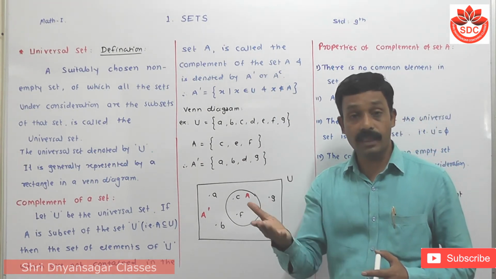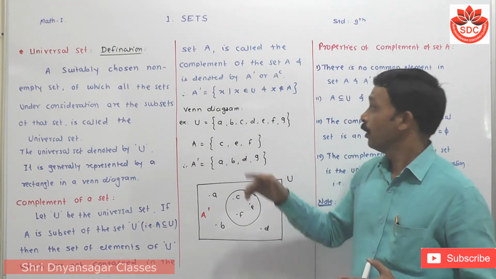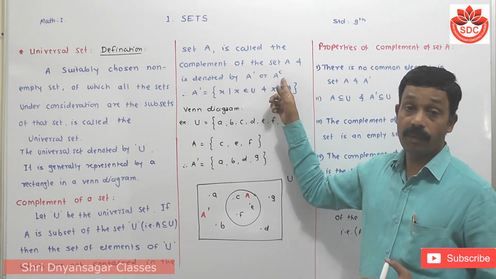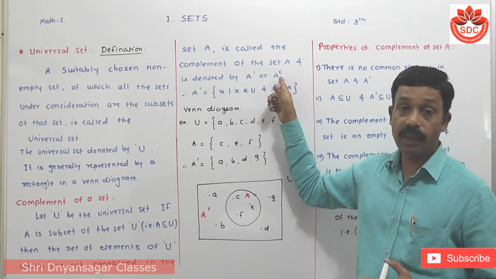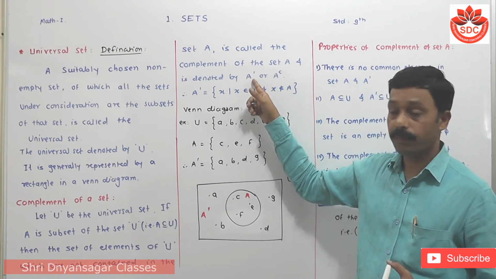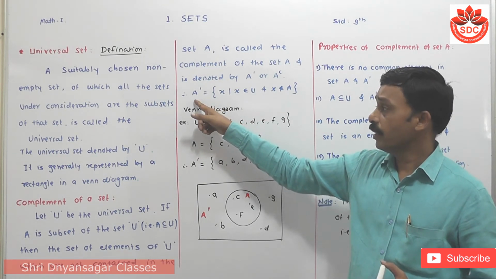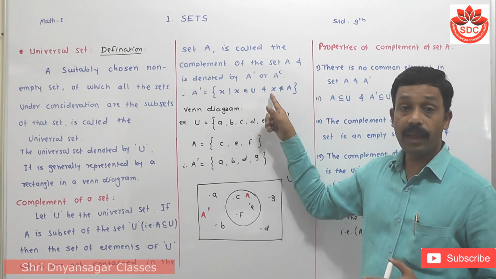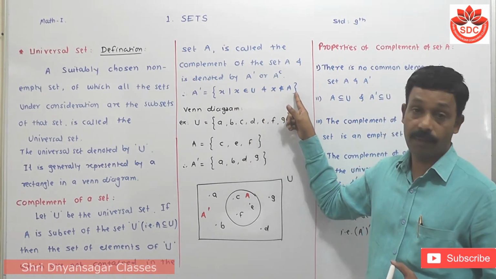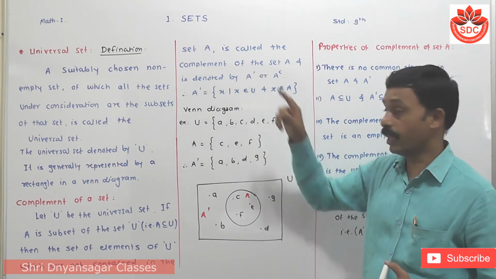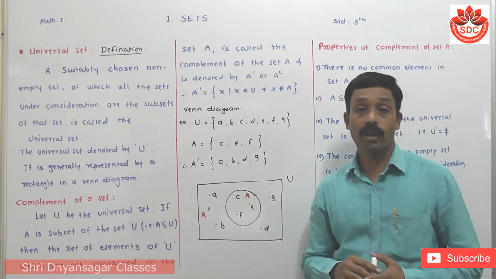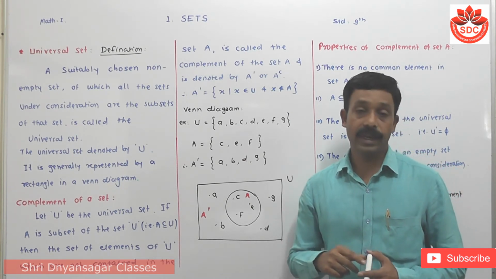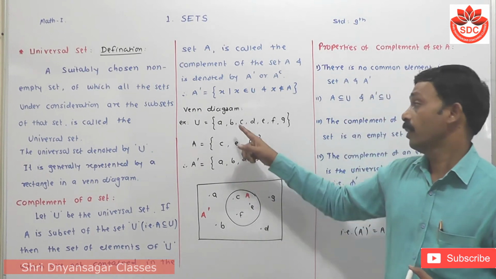That is, present in U but not in A, which is represented or denoted by A dash or A raised to C, meaning A's complement. We read it as A's complement. That is, A's complement is the set of X such that X belongs to U and X does not belong to A. The elements not in A but in U are called the complement of the set A, which is denoted by A dash or A raised to C, read as A's complement. Then the Venn diagram.